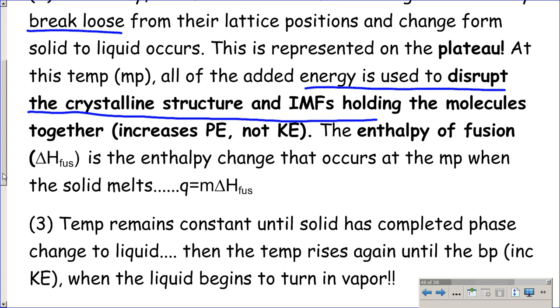The equivalent of the energy used to overcome those IMFs between those two phases of matter is called the enthalpy of fusion. It's that energy that's put forth to overcome the IMFs between the solid and liquid phase.